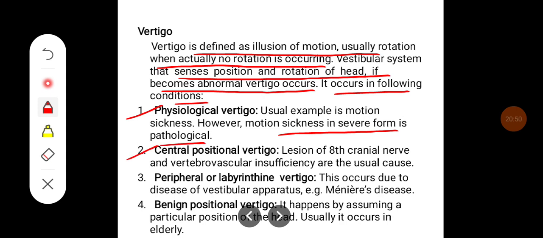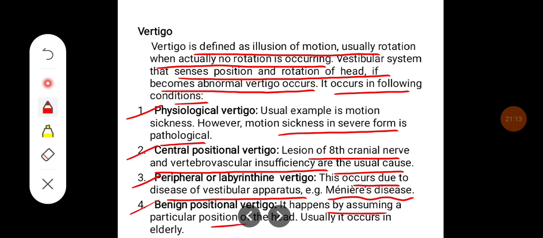Then central positional vertigo; lesion of the 8th cranial nerve and vertebrovascular insufficiency are the usual causes. Peripheral or labyrinthine vertigo occurs due to disease of the vestibular apparatus, like in case of Meniere's disease. Benign positional vertigo happens by assuming a particular position of the head and usually occurs in the elderly.